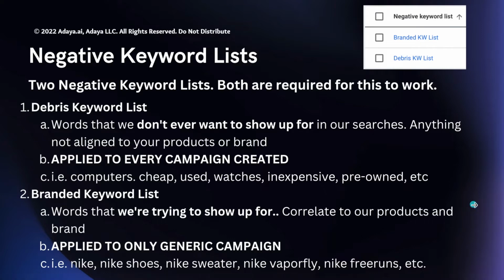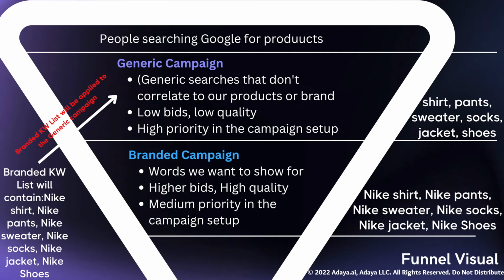So super important having these 2 keyword lists. This is the funnel setup. We have people searching Google for products, right? So this is the very top of the funnel. People are just going to be searching for products. Maybe they don't know exactly what they're searching for. They're trying to get an idea through Google, and they're just going to Google to figure out where they're going to buy from, right? So in comes our generic campaign. Now, these are lower bids, lower quality. These kind of go hand in hand. People are searching for products, and the generic campaign kind of matches up for this.